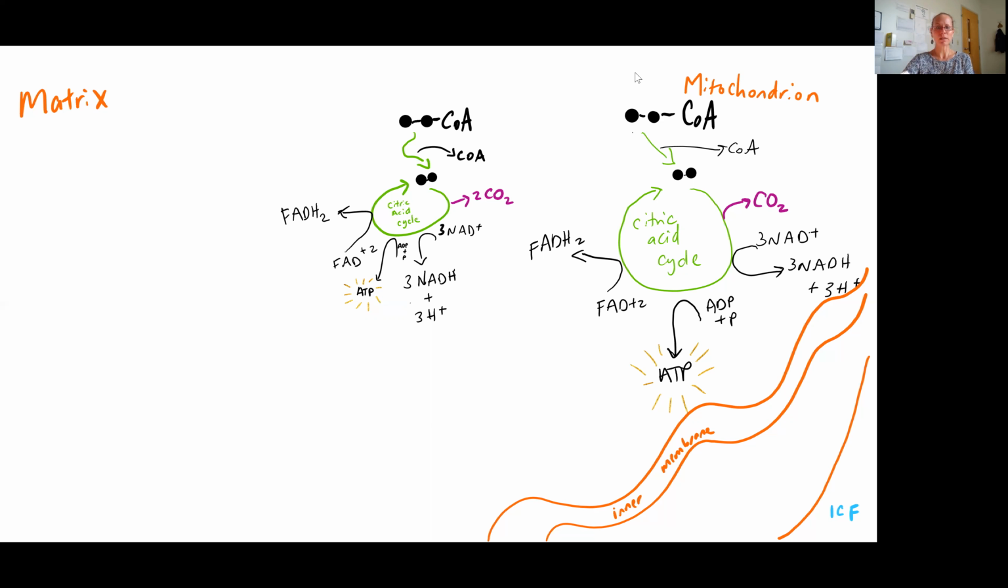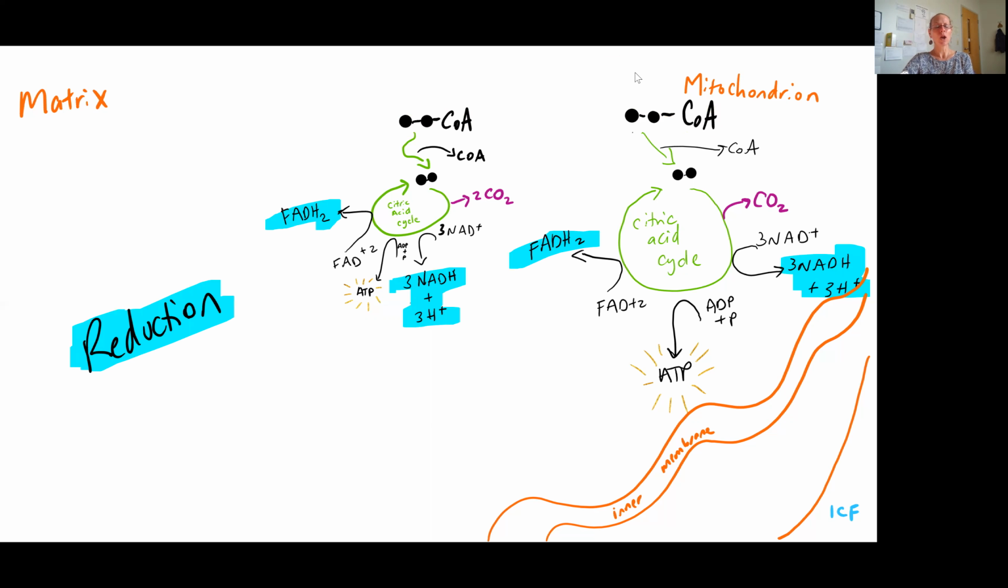This is another example of a redox reaction. Our acetate, or acetyl-CoA, is being oxidized, and we are reducing both that NAD plus and the FAD plus 2 to give us our NADH and our FADH2 molecules. And those are going to be important because they're going to give us more energy down the line.